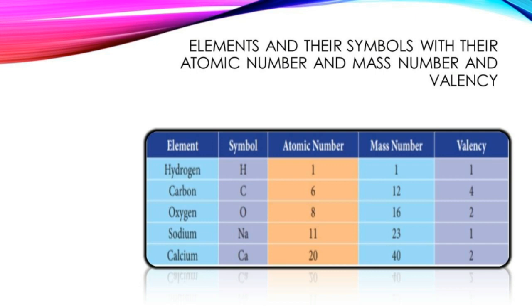Next, calcium. The symbol is Ca, atomic number of calcium is 20, mass number of calcium is 40 and the valency of calcium is 2.